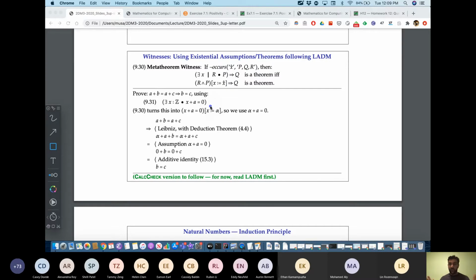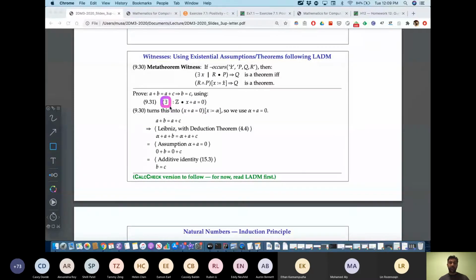So that's all this is saying, and we'll show you how to do it in CalcCheck maybe Thursday. So that's all I wanted to show: that if things exist, you can use them to prove other stuff. Existence is a useful feature of this quantification.